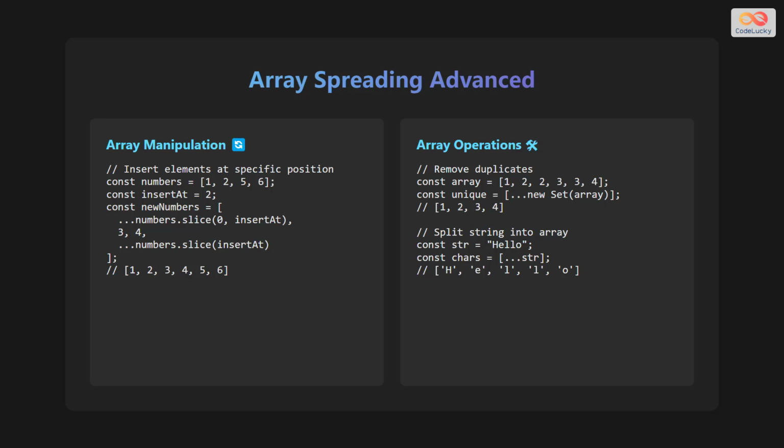Firstly, we take the slice of array before the required position. Then add elements 3 and 4. Then add the slice from the required position to the end. The resulting array new numbers will now contain 1, 2, 3, 4, 5, and 6. You can also use the spread operator to remove duplicate elements from an array. Here, array contains duplicates. We can convert this array into a set, then spread the set again to create a new array without duplicates. The array unique will contain 1, 2, 3, and 4.